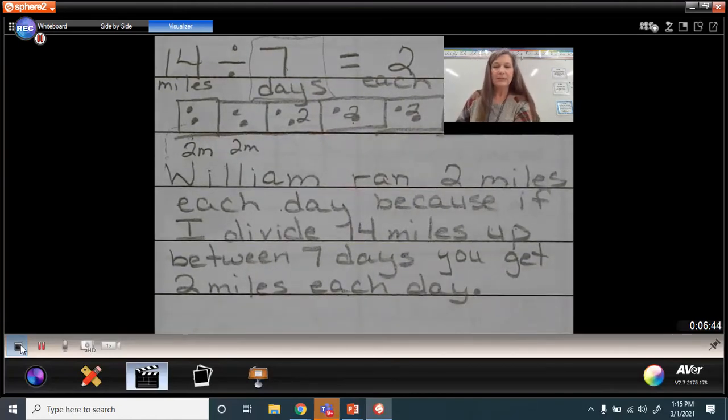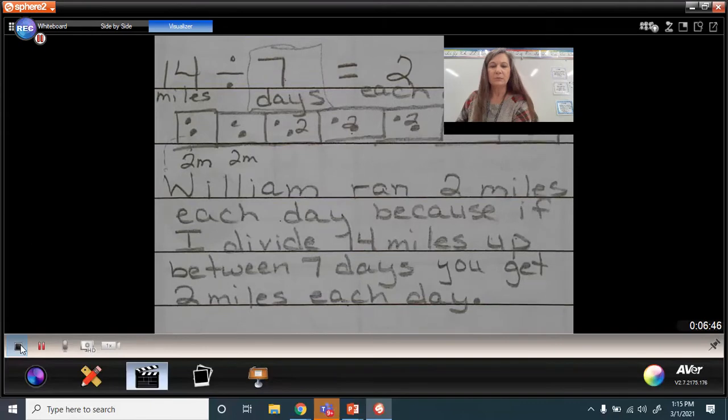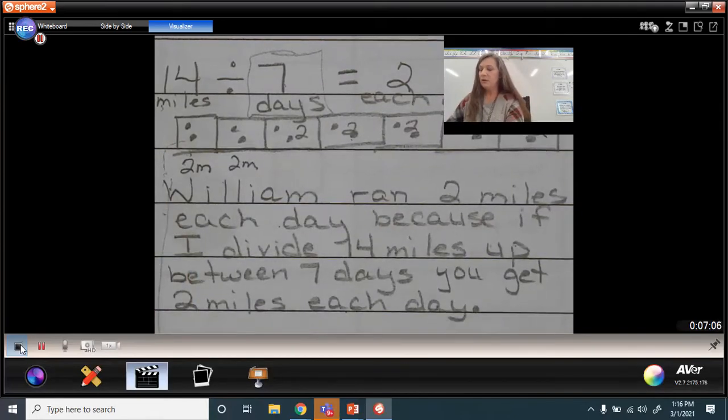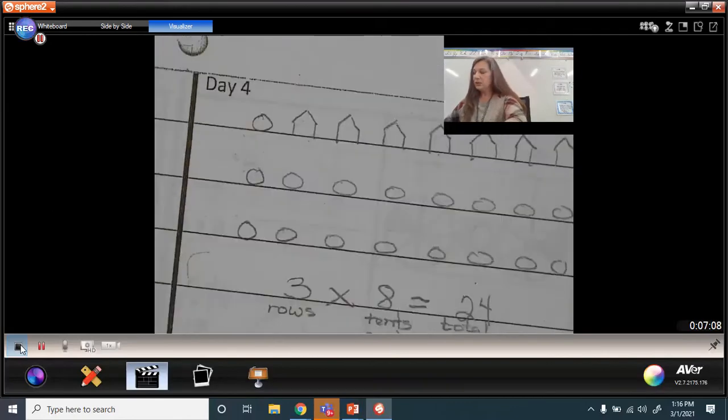Remember, we're practicing how to write and explain our thinking based on our equation. And then we have a model to help us show our work and give us an idea of how to explain our thinking based on what we've said or done here in our model. So make sure that you have this also written. Let's look at our next problem.